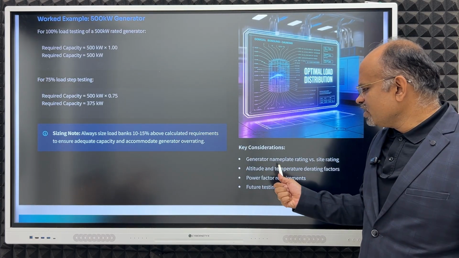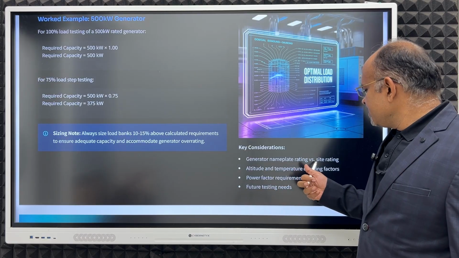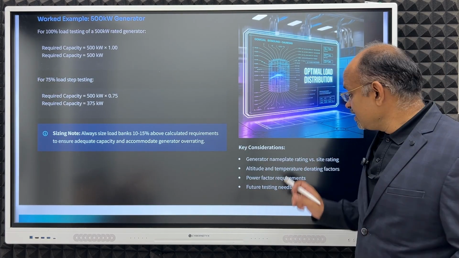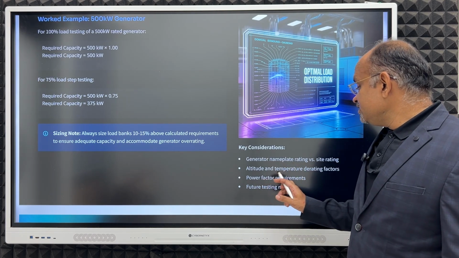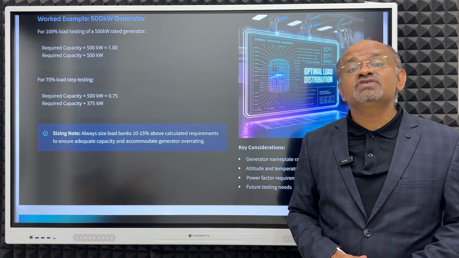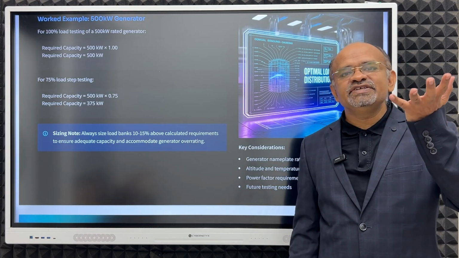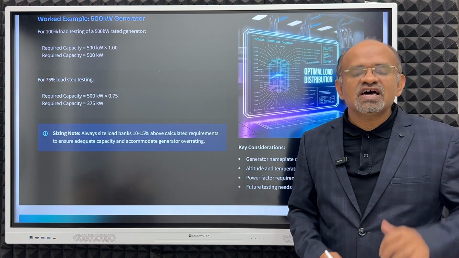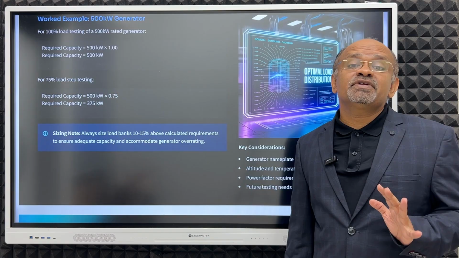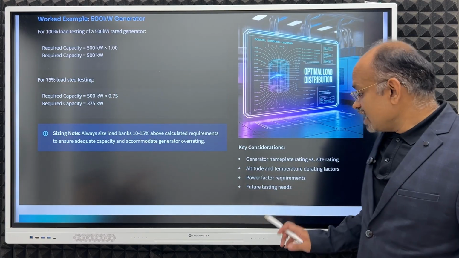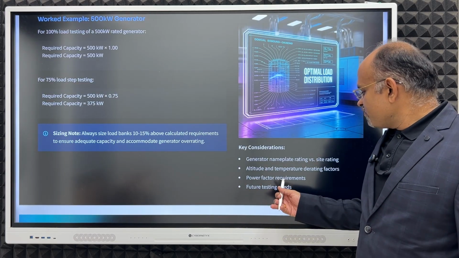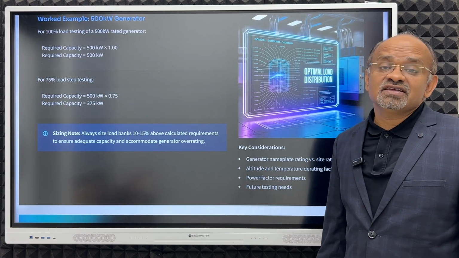Now, key considerations. What are the considerations? Generator nameplate rating versus site rating. That you need to consider. What is the site rating and generator nameplate? Then altitude, temperature and derating factors. What are these derating factors? We will see. At higher altitudes, the capacity of the generator goes down. At higher temperatures also it comes down. So that we will see. So altitude and temperature derating factors we should consider. Power factor requirements, that also we need to consider.